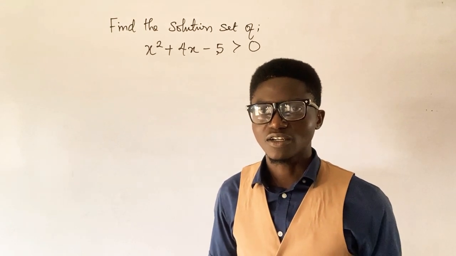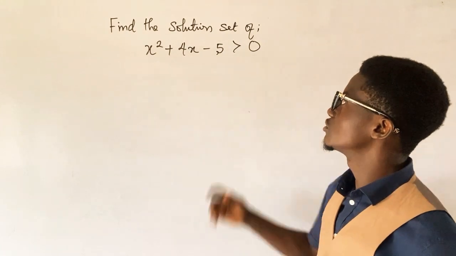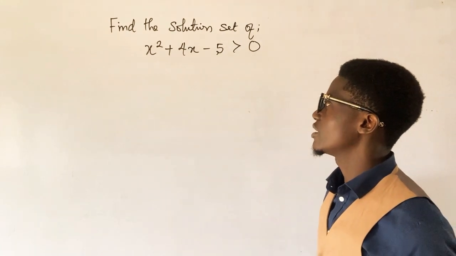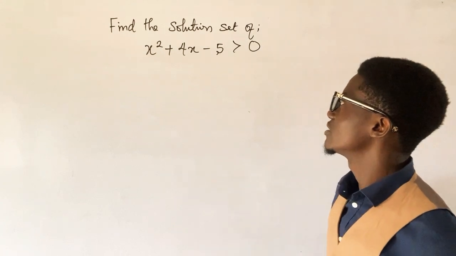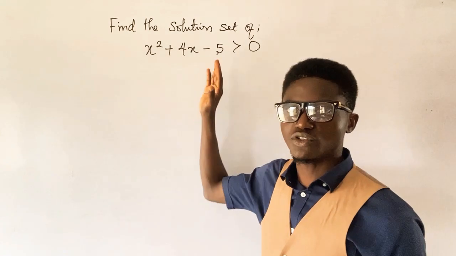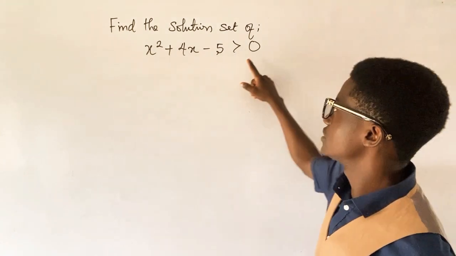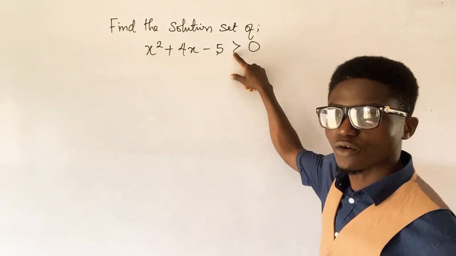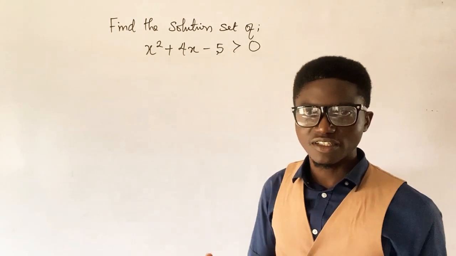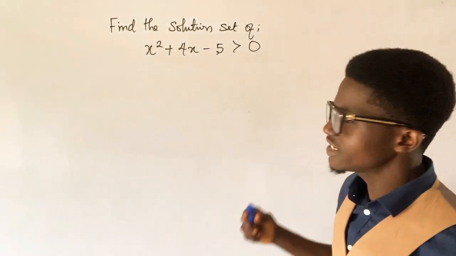In today's class, we shall be solving this problem before us. We are asked to find the solution set of x squared plus 4x minus 5 greater than 0. Here, we will see that the equation we are given is an inequality because of the existence of this greater than. But not just an inequality, but what? A quadratic inequality. This is how to go about it.